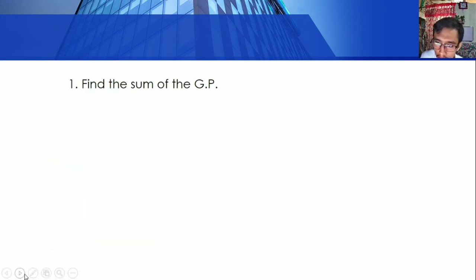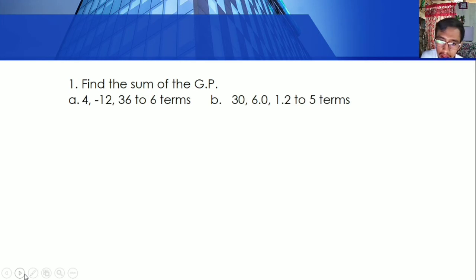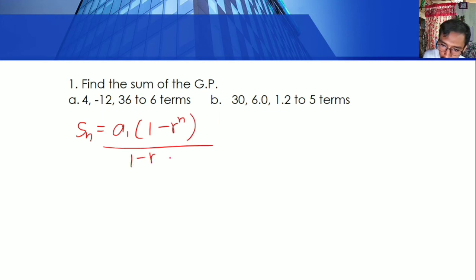Next, find the sum of the geometric progression. So letter A, 4, negative 12, 36 to 6 terms. So, sabi natin, yung formula natin sa sum of the n terms ng geometric progression is S sub n is equal to a sub 1 times 1 minus r raised to n over 1 minus r. So kunin muna natin yung common ratio nila. So, common ratio is equal to negative 12 over 4. So, ang common ratio nila is negative 3.